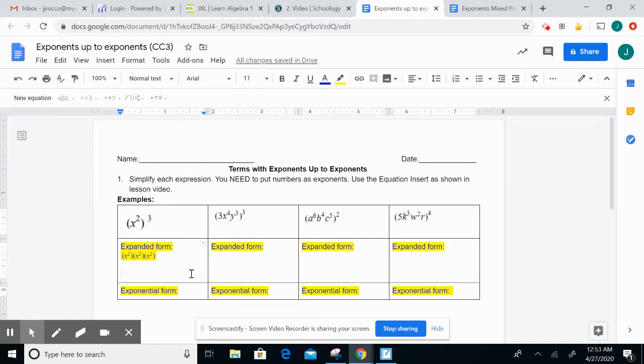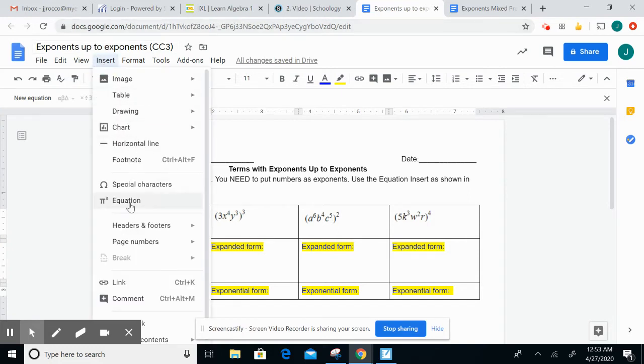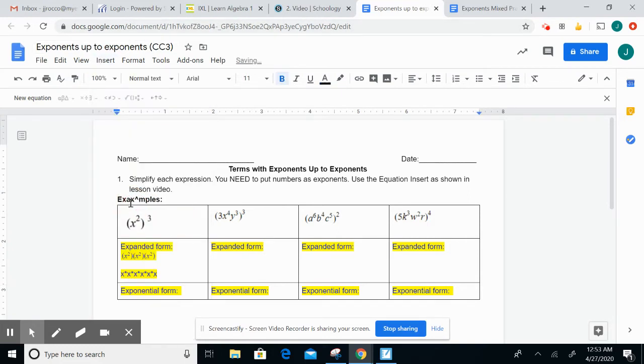Now, how many x's are in each one? So you have x times x in the first one. And I'm just going to do the same thing. I'm going to highlight, hit Control C, and then Control V. So 1, 2, 3, 4, 5, 6. We have 6 x's in total. So hit insert equation. It's x up to the 6th power.